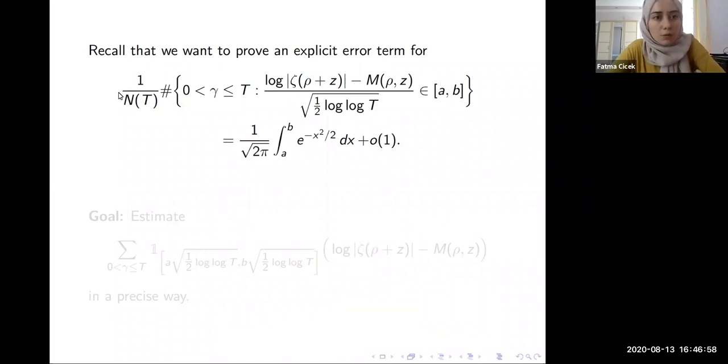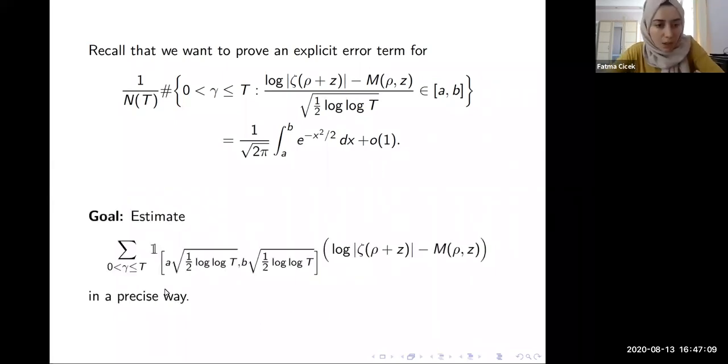So now this was the almost randomness part. Now back to our question. We want to prove an explicit error term in this expression. When you rewrite this in this way, this scripted one is the characteristic function of the interval a times the square root of 1 over 2 log t to b times the square root of 1 over 2 log t. So we want to estimate this sum in a precise way and hopefully obtain an error term.